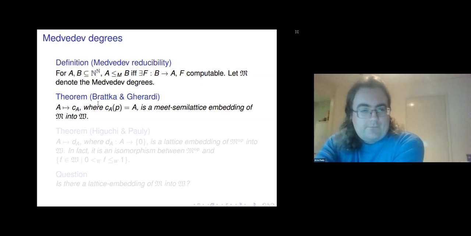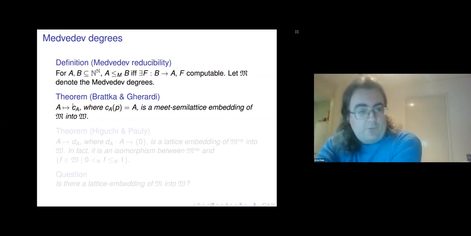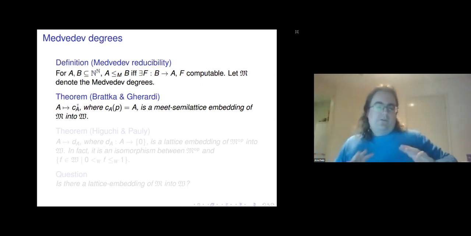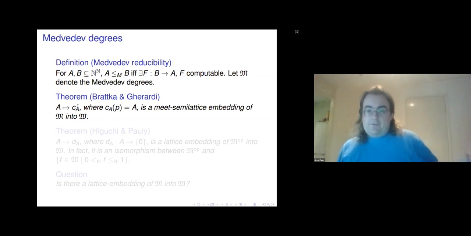There's a rather natural process to map Medvedev degrees to Weihrauch degrees, and that is when we're just saying we look at the constant function that doesn't care about what the input is, but there's a computable input, and then get me some element of that set. Multivalued function, we don't care which one, just get me one. And that's preserving the meet. So we've got a meet-preserving embedding.